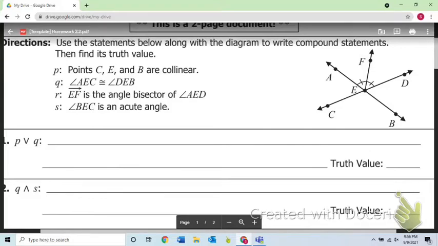Okay, so good evening. We're going to start off with a review of the worksheet for conjectures and compound statements, which also goes into truth tables.